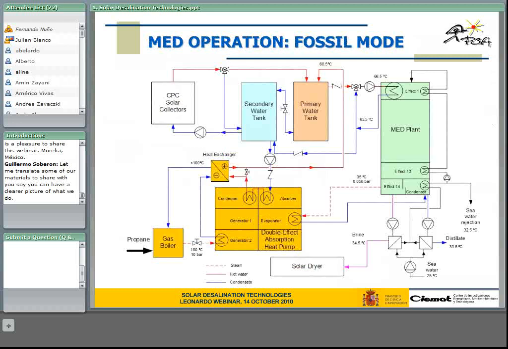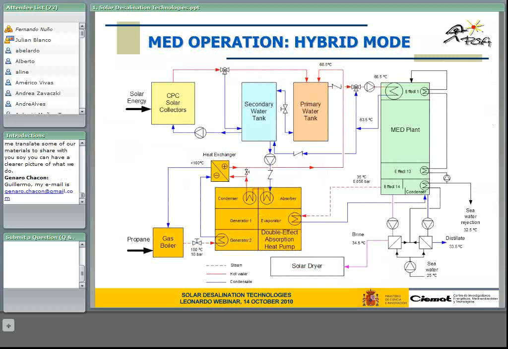Another possibility is that we can have the gas boiler. In this case, we use propane, and then we produce steam at 180 Celsius. This is the temperature that is needed by the double effect absorption heat pump, and then we produce the energy that the MED plant needs. With this configuration, we have the advantage that we can recover all the energy from the last effect, so we significantly improve the energy performance of the plant. We will go back to this topic later. And then we have the hybrid mode, in which we can combine both systems.